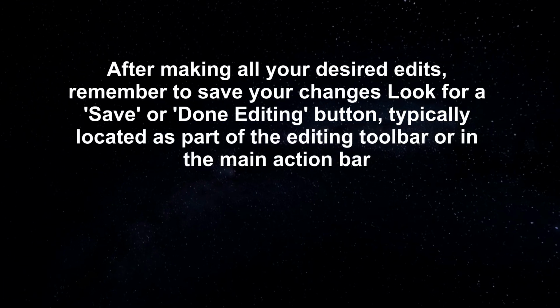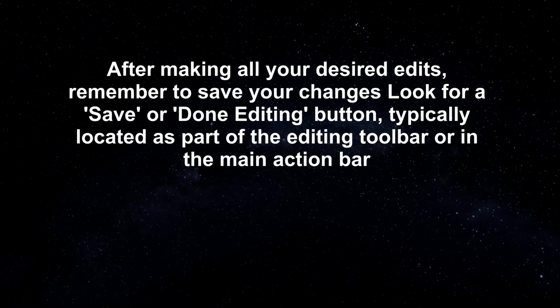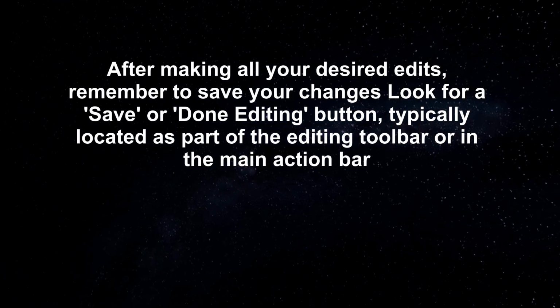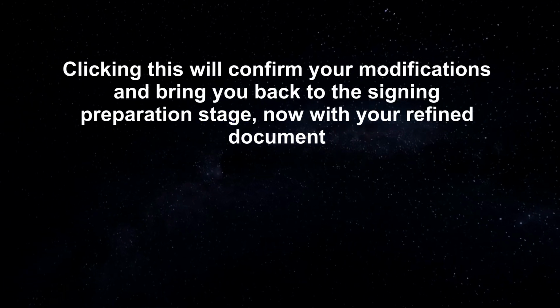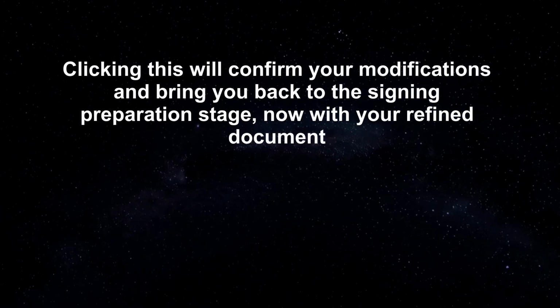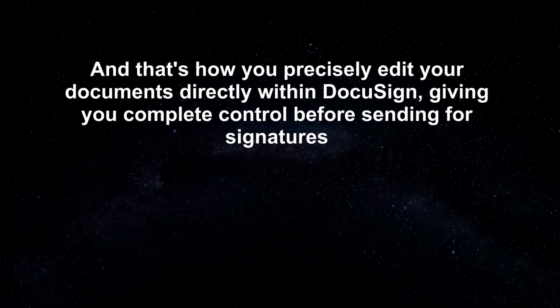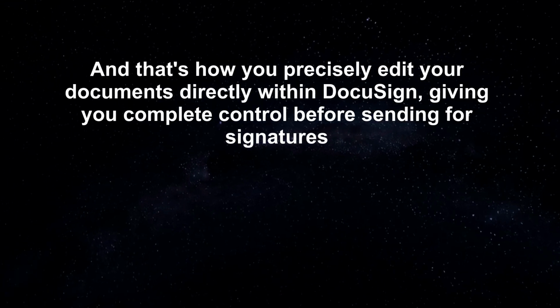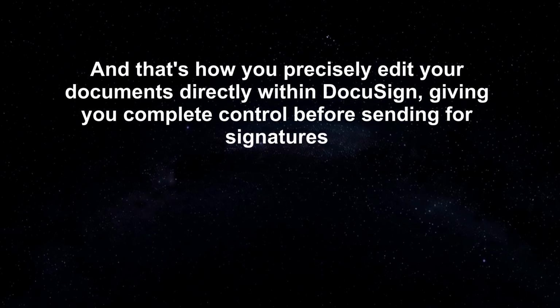After making all your desired edits, remember to save your changes. Look for a Save or Done Editing button, typically located as part of the editing toolbar or in the main action bar. Clicking this will confirm your modifications and bring you back to the signing preparation stage, now with your refined document. And that's how you precisely edit your documents directly within Docusign, giving you complete control before sending for signatures.